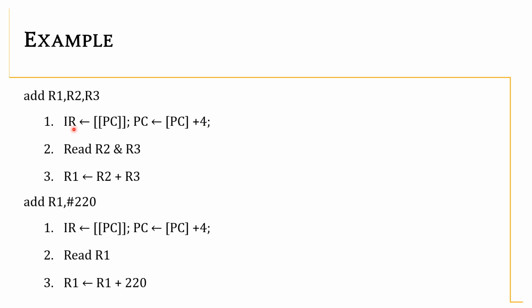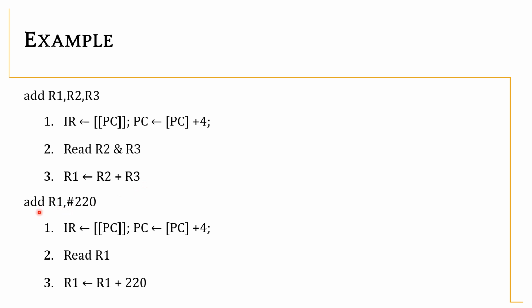Okay, now the instruction register holds the instruction to be executed. The instruction decoder decodes this instruction and identifies the operands required to carry out this instruction. So here the operands are R2 and R3. In the second step, we are reading the register contents of R2 and R3. And in the third step, we are performing this addition operation. So R1 equals R2 plus R3 will be performed in the third step. So in the third step, we are performing the ALU operation.